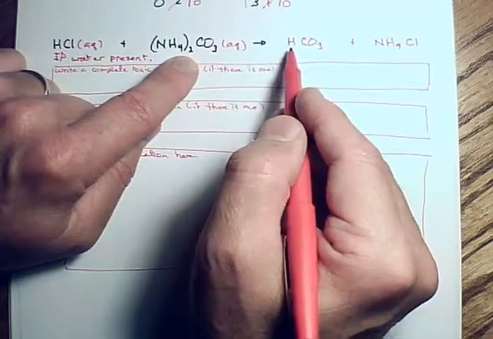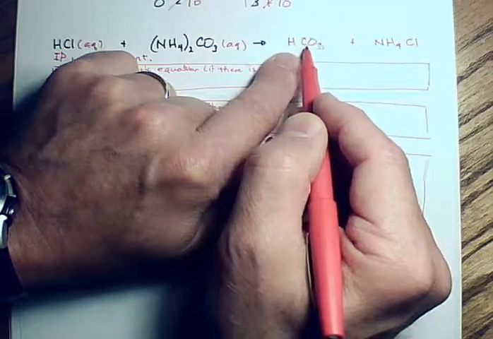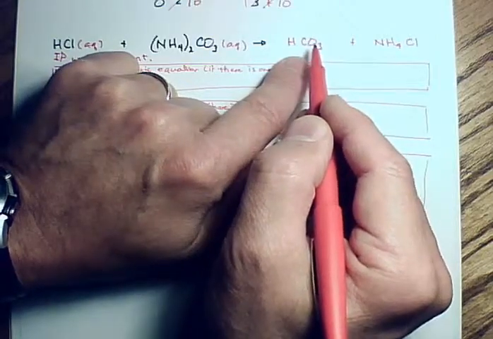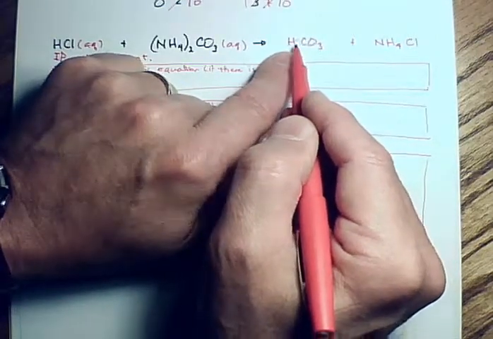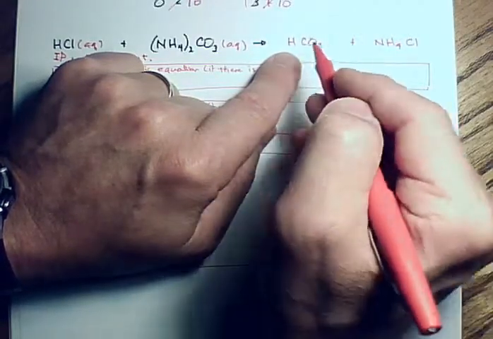Now we need to balance the formulas. Hydrogen ions have a 1+ charge. Carbonates have a 2 negative. Now you can look that up on the common ions list. We just looked at it a minute ago. That's 2 negative. So I need 2 hydrogens to balance out this carbonate. Okay? Because that's 2 negative.